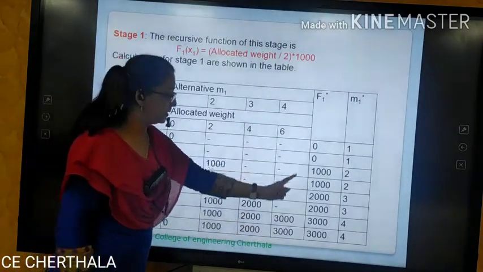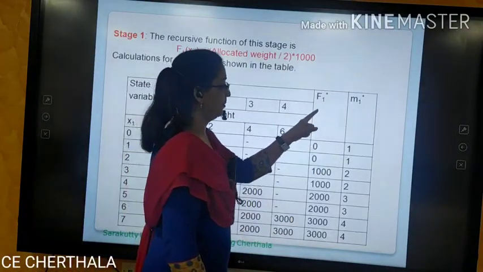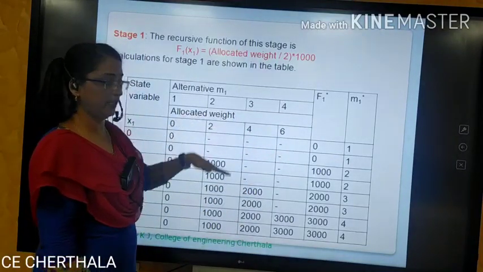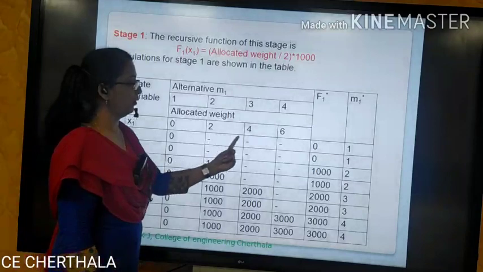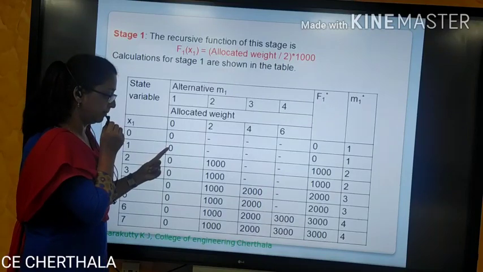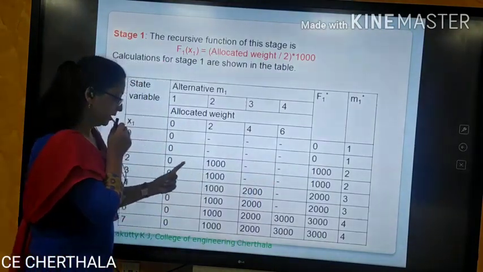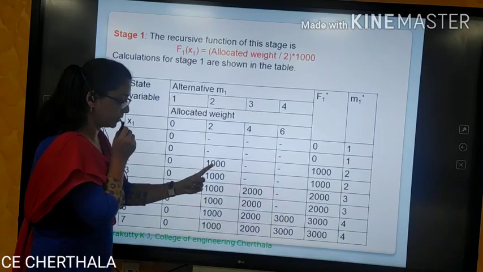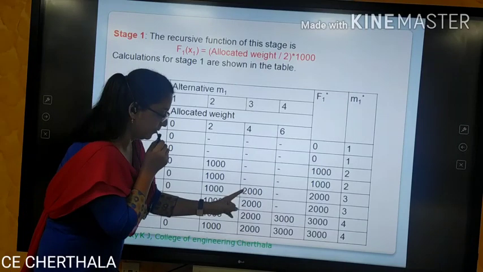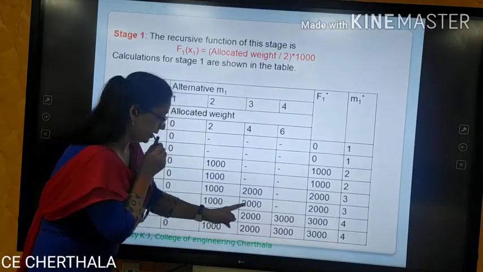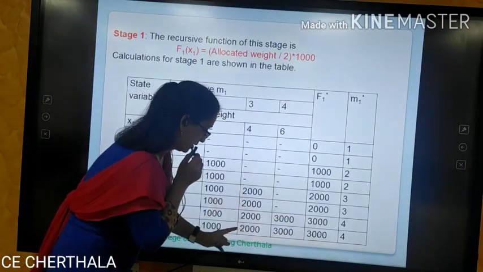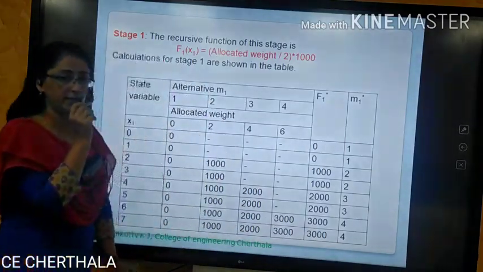So after filling these cells, the next column is for F1 star. F1 star means the maximum of function value in each case. So the first case is corresponding to 0. Here the maximum value is 0. Next row, again maximum value is 0. In this row, maximum value is 1000. Next row, 1000. Again next row, the maximum value is 2000. Next row, again maximum value is 2000. And in the sixth row, maximum value is 3000. For the last row also, maximum value is 3000.